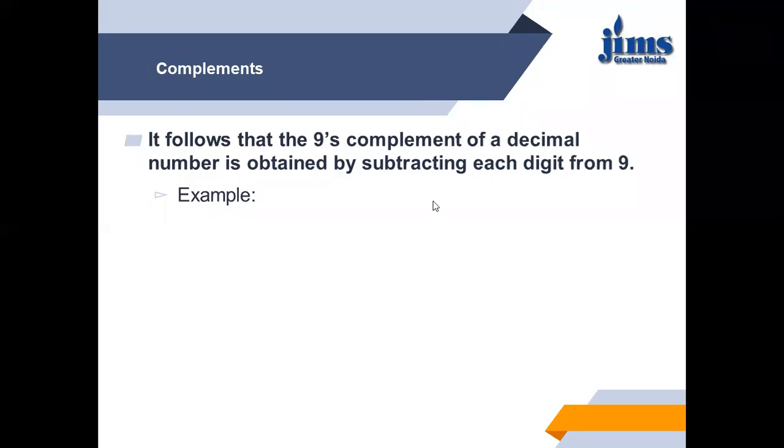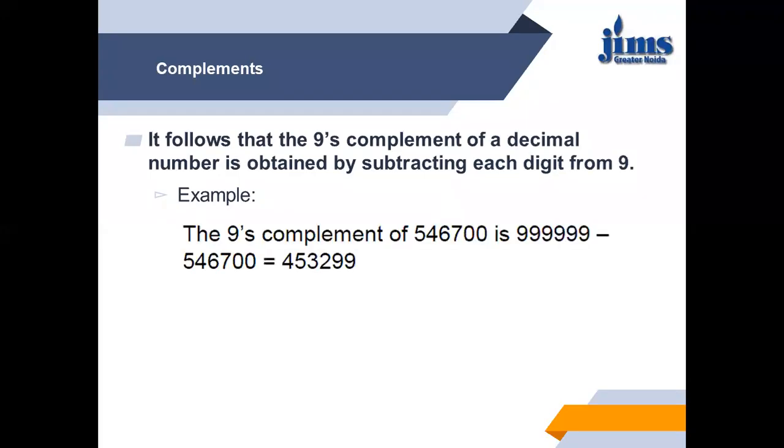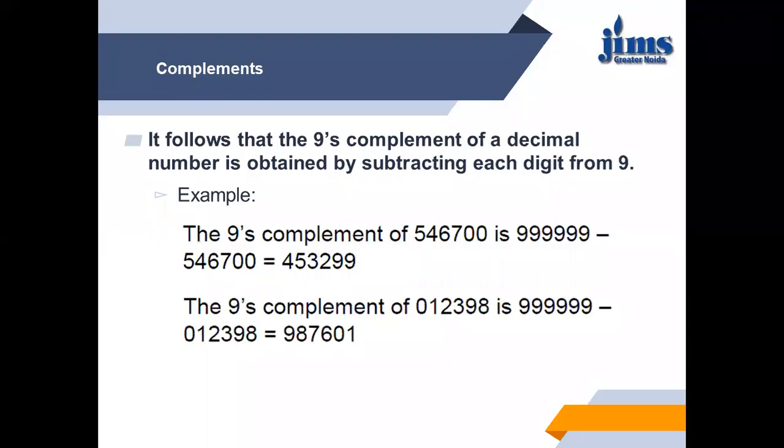We have discussed the nines complement of a decimal number, and the nines complement can directly be obtained by subtracting each digit from 9, and we can find the resultant nines complement of any decimal number. We have done two examples for this. Like if we have to compute the nines complement of 546,700, we subtract each digit from 9, and the resultant is the nines complement of that particular number.